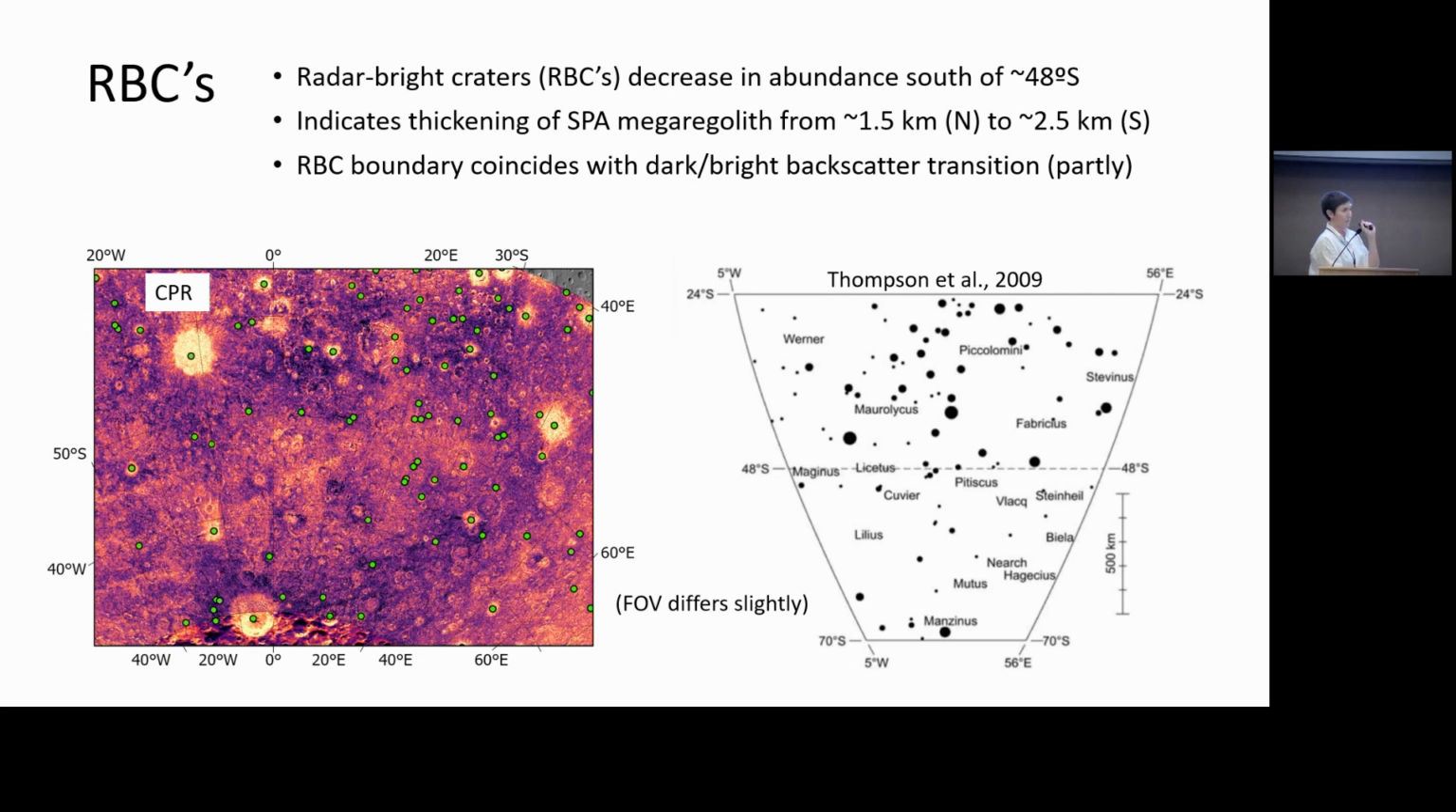So what we did is we remapped the distribution of these radar bright craters in the reprocessed Arecibo data. That's all these green circles over here. And there is still that apparent boundary at 48 or 50 degrees south, where there's more radar bright craters above it, and there's fewer to the south, although there are still a few. But there is kind of this nice correlation between our broad radar bright area and an absence of radar bright craters.